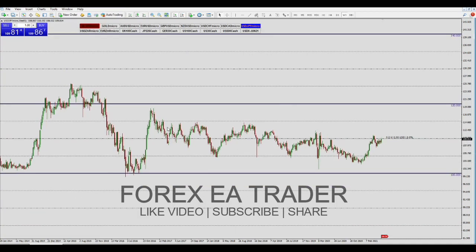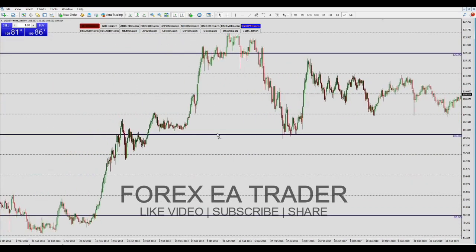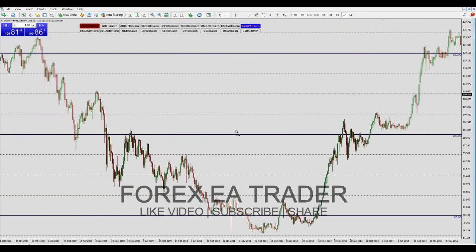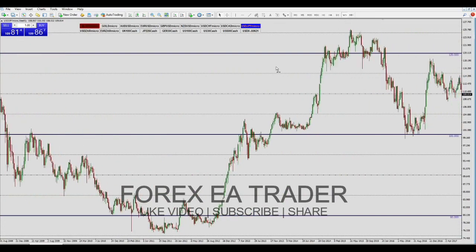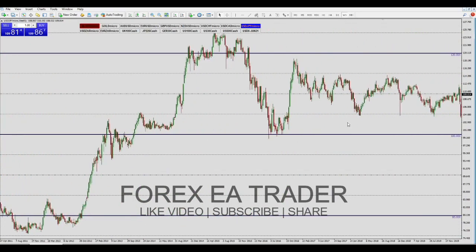Why do we call them psychological levels? For example, here we have 100, we have 200 there, is it 115 or 110 there, something like that. What we have observed, and you can observe on this chart, is that somehow people respect these round levels.